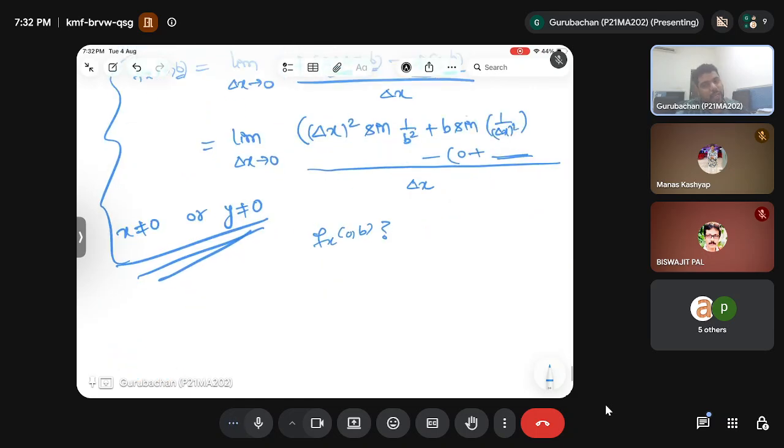Anybody has any comment over this? Are we saying it correct? But yes, f(x,y) is defined at all points. Yes, it is defined at all points. I am not denying why it can't say it. Biswajit, could you please complete your statement?